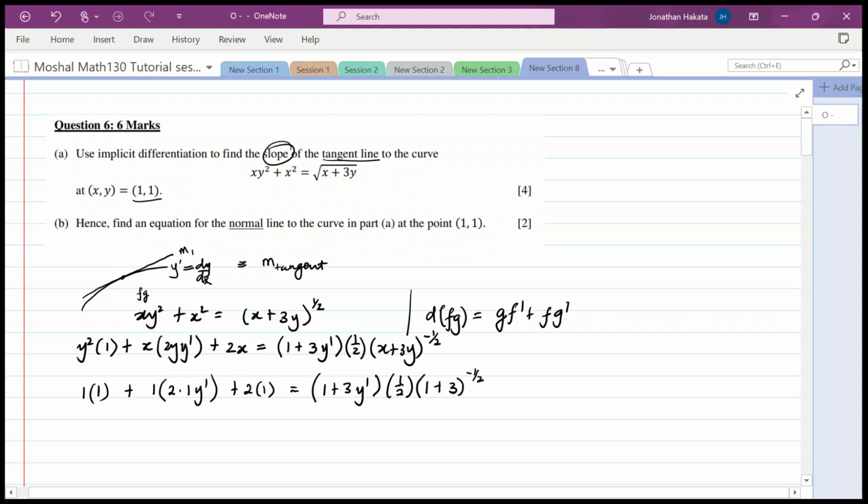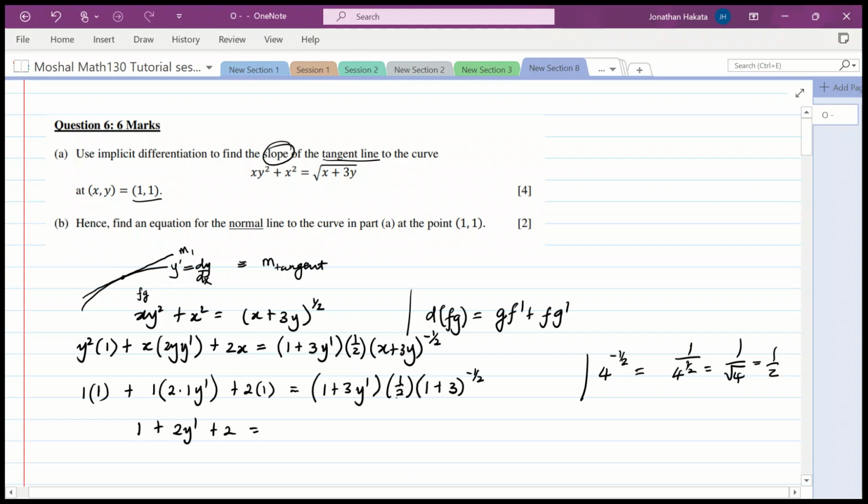Okay, so simplifying this further, you end up with 1 plus 2y prime plus 2 equal to, so let's simplify here. 1 plus 3 is a 4. So if you say 4 to the power of minus half, it's just the same as 1 over 4 to the power of half, which is just the same as 1 over square root of 4, which is 1 over 2. Okay, so this whole thing will give me half.